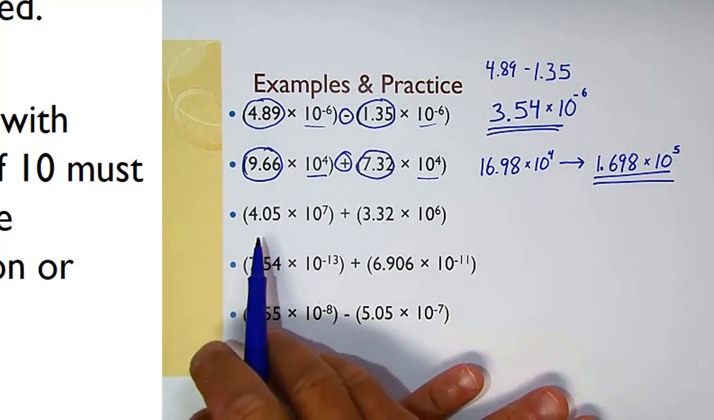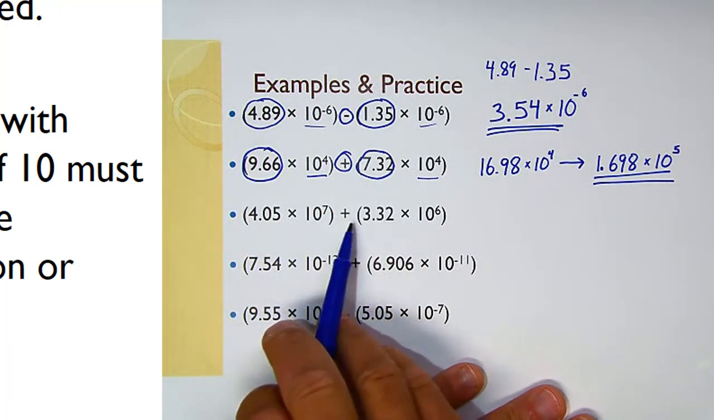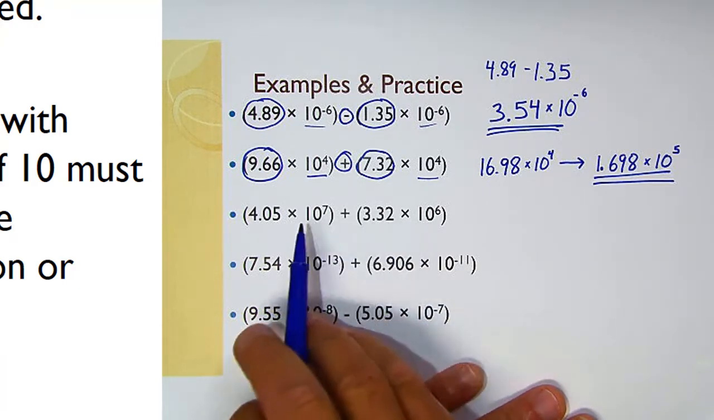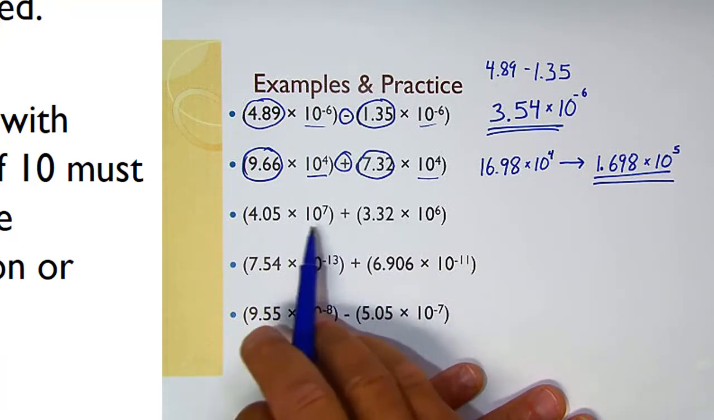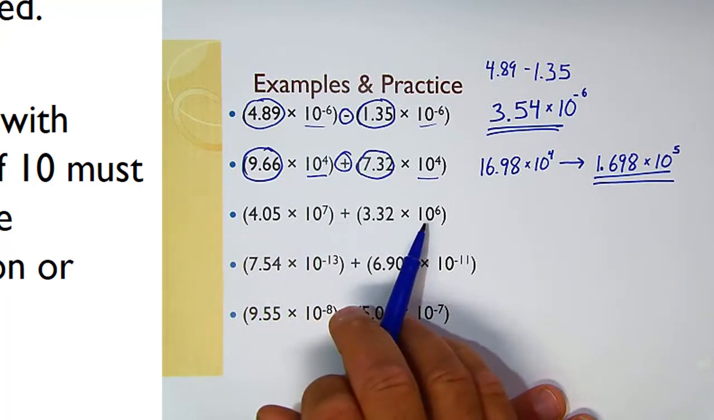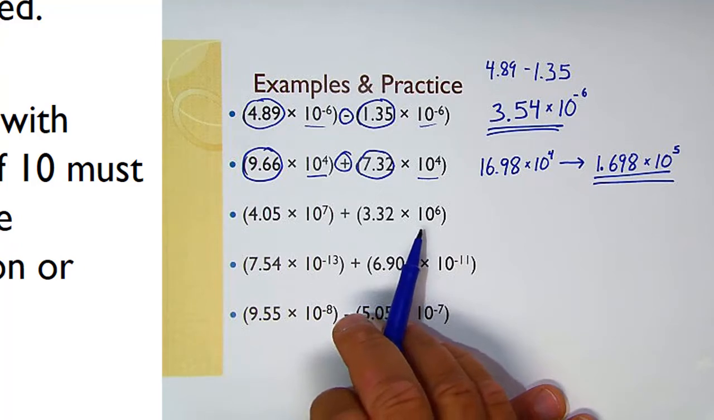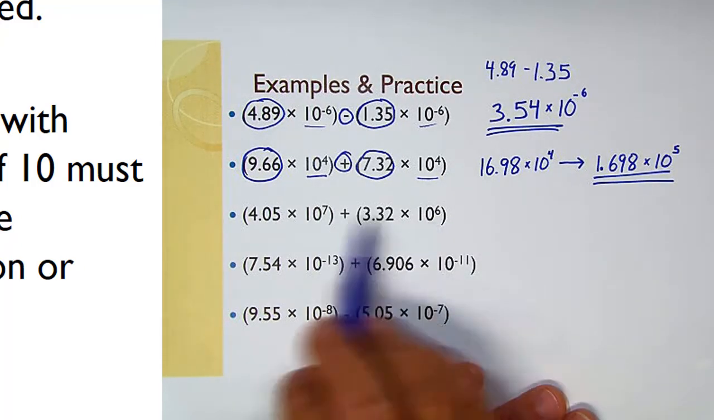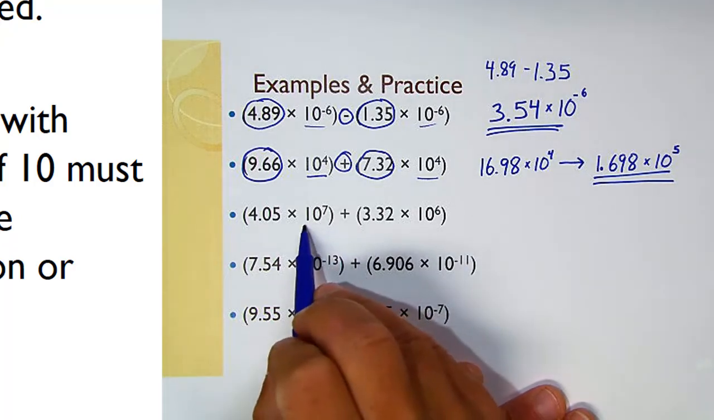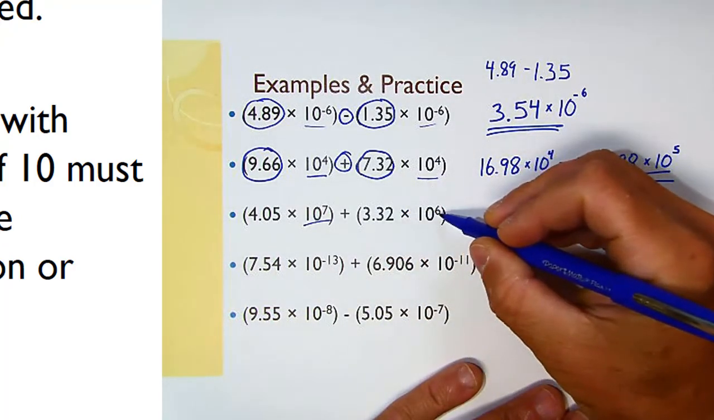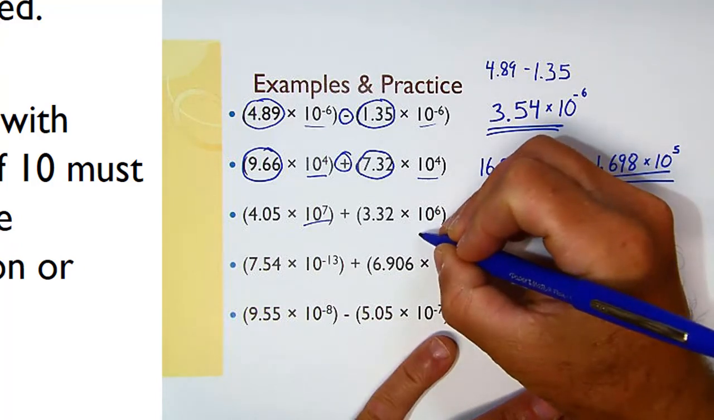Okay, our third one here, 4.05 times 10 to the 7th plus 3.32 times 10 to the 6th. Those powers of 10 do not match. We need to make one of them match the other. It doesn't really matter which one we change, but in general it's a better practice to make anything that's too small bigger. So we're going to make everything match the larger power of 10. We're going to leave that 10 to the 7th then, and we're going to rewrite 3.32 times 10 to the 6th using 10 to the 7th.